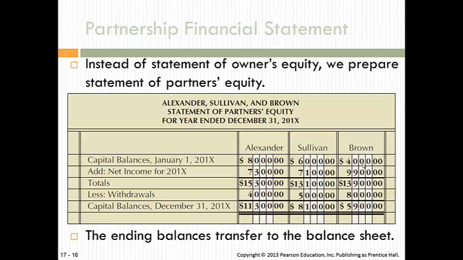This final slide is what the statement of owner's equity looks like for a partnership. It's the same as for a sole proprietorship, except we have a column for each partner. I want to emphasize that the allocations of net income to partners we just did increase each partner's capital account. They are not cash payments to the partners. Partners can get cash from the partnership by making withdrawals.